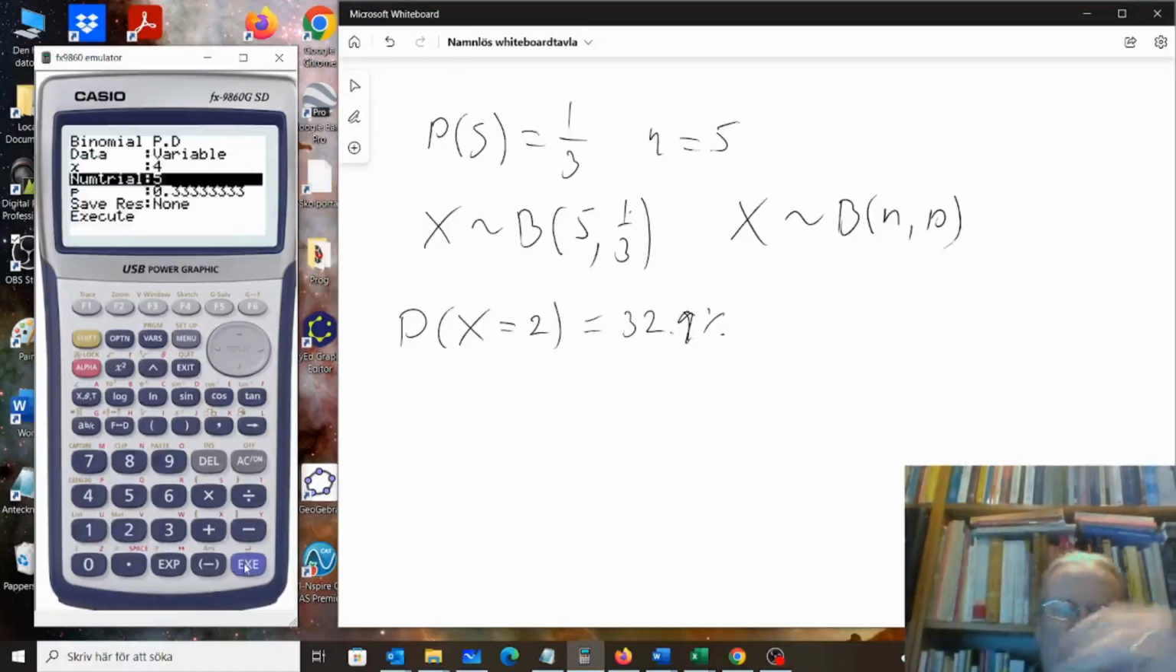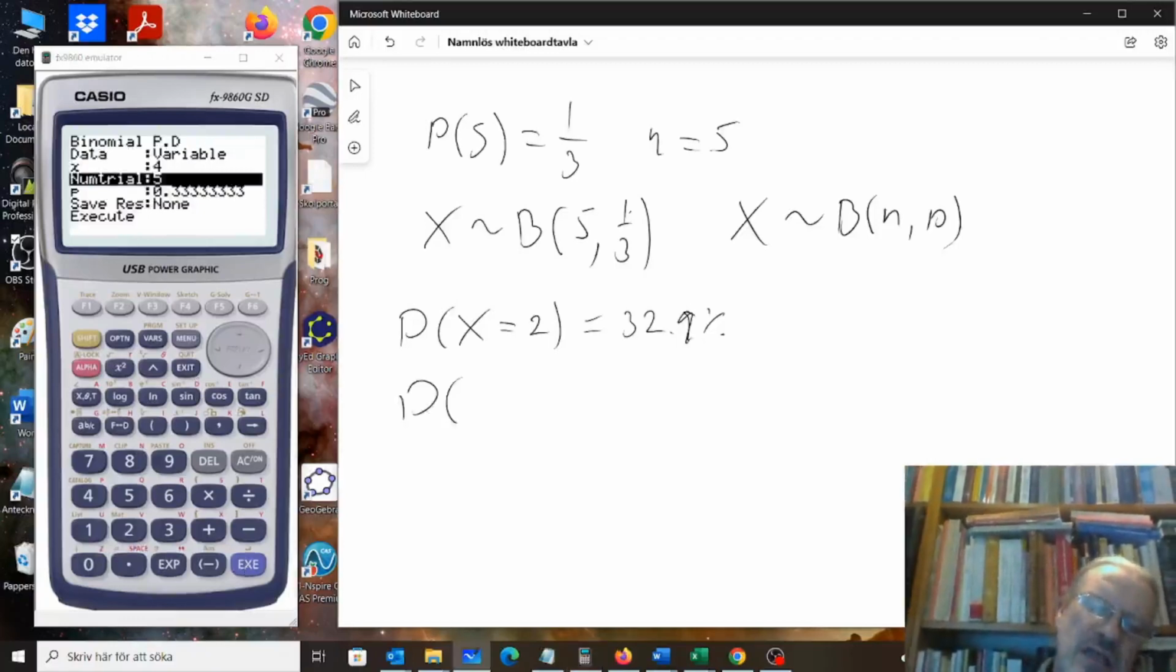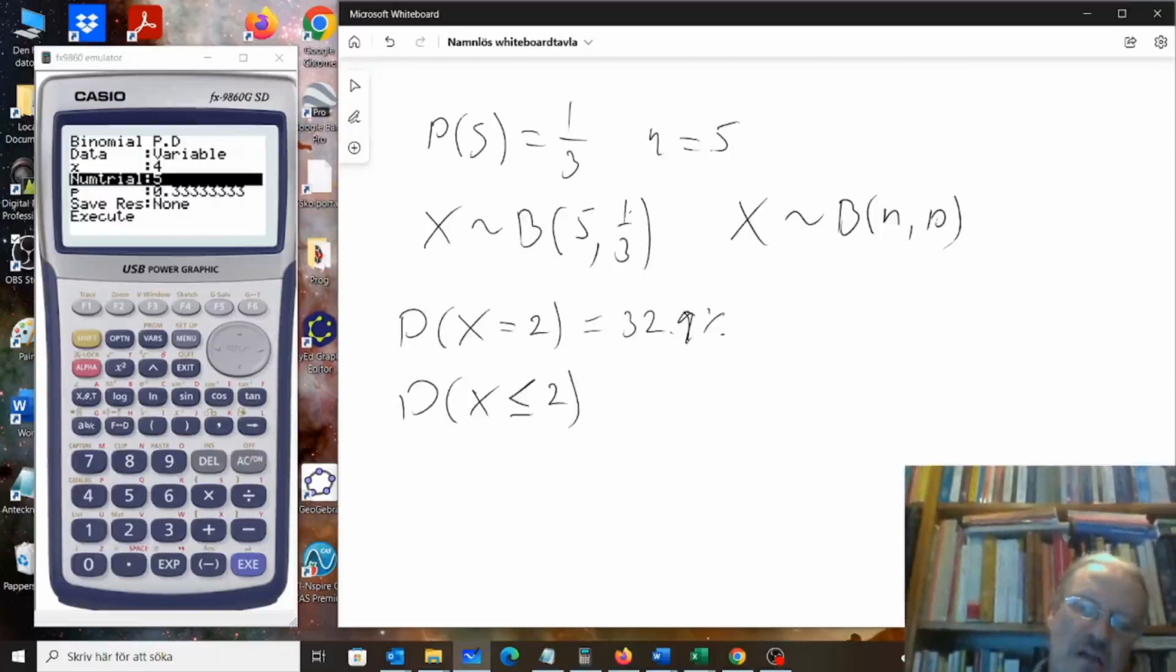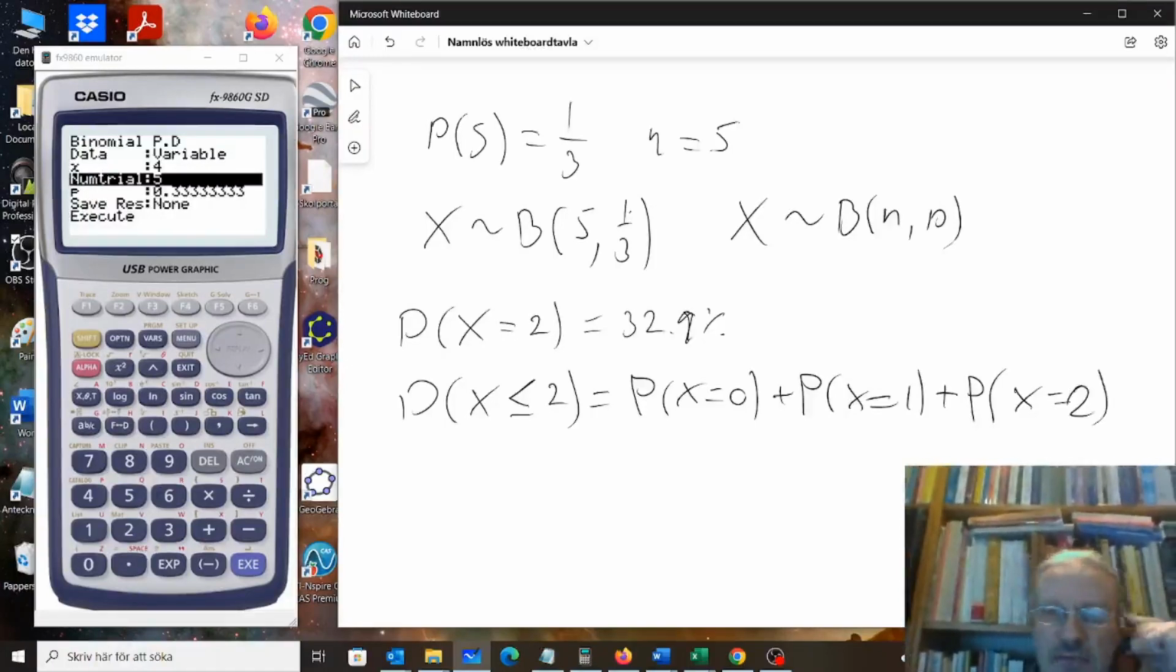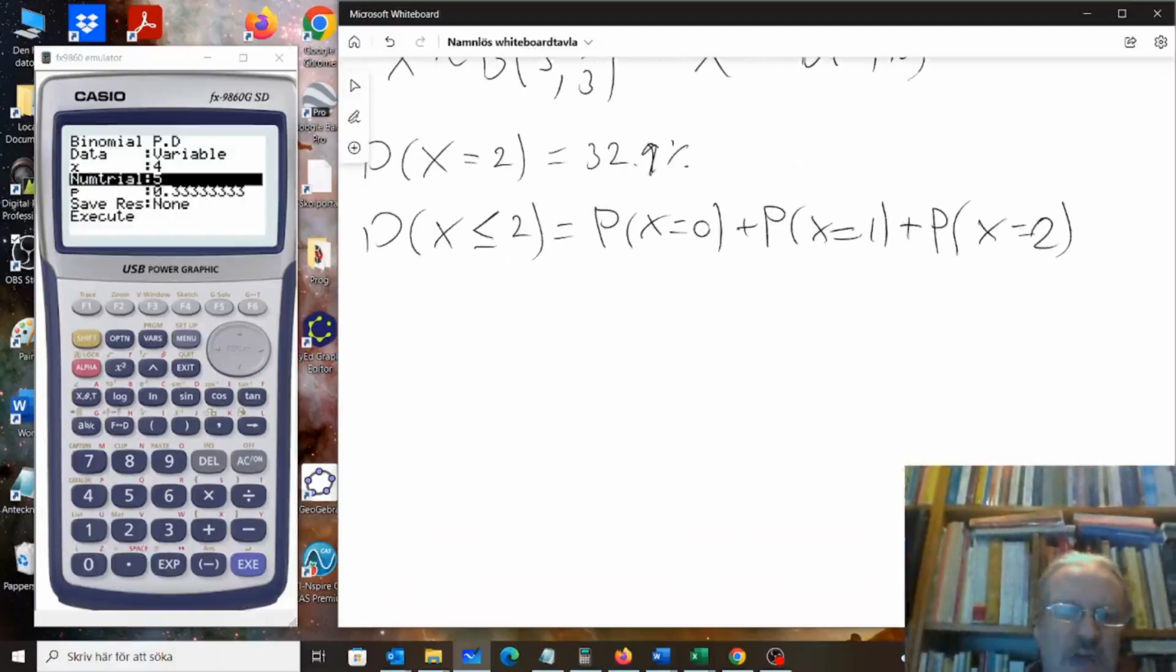So suppose we have this question instead. What is the probability that the number of successes is less than or equal to 2? In other words, we could calculate that as the probability to get 0 successes plus the probability to get 1 success plus the probability to get 2 successes. That would be a bit of work, right? So happily enough, this can be fixed because we have a cumulative distribution calculation here, and that calculates all the values up to the given value. So the probabilities for 0, 1, and 2.